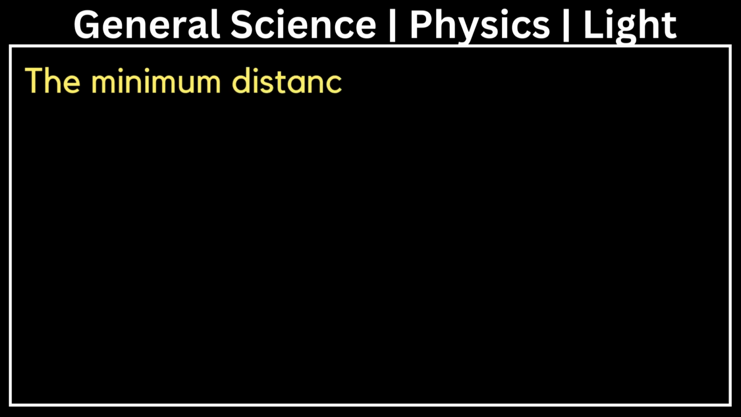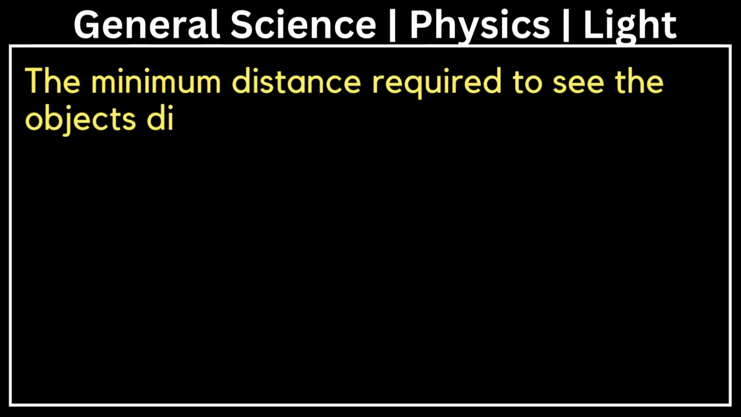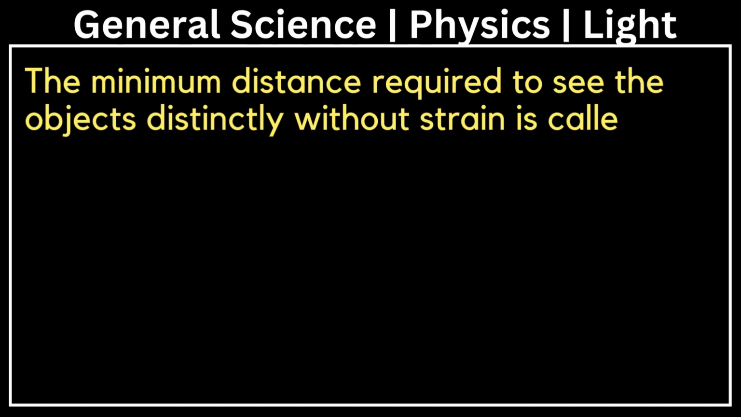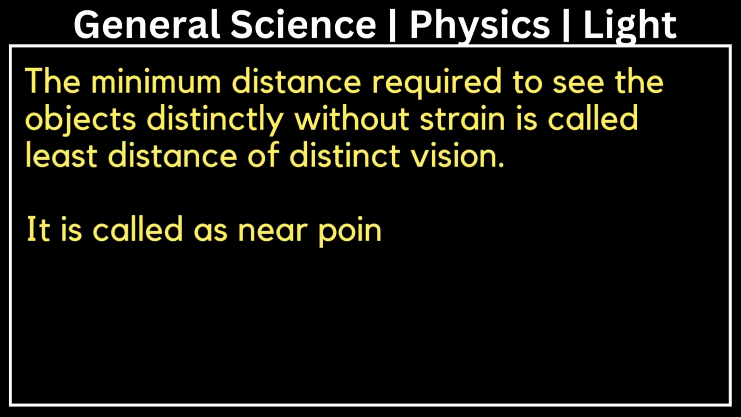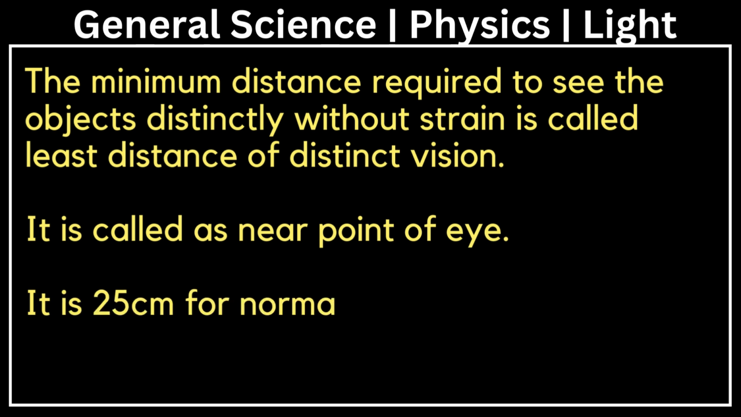The minimum distance required to see objects distinctly without strain is called the least distance of distinct vision. It is also called the near point of the eye. It is 25 centimeters for a normal human eye.